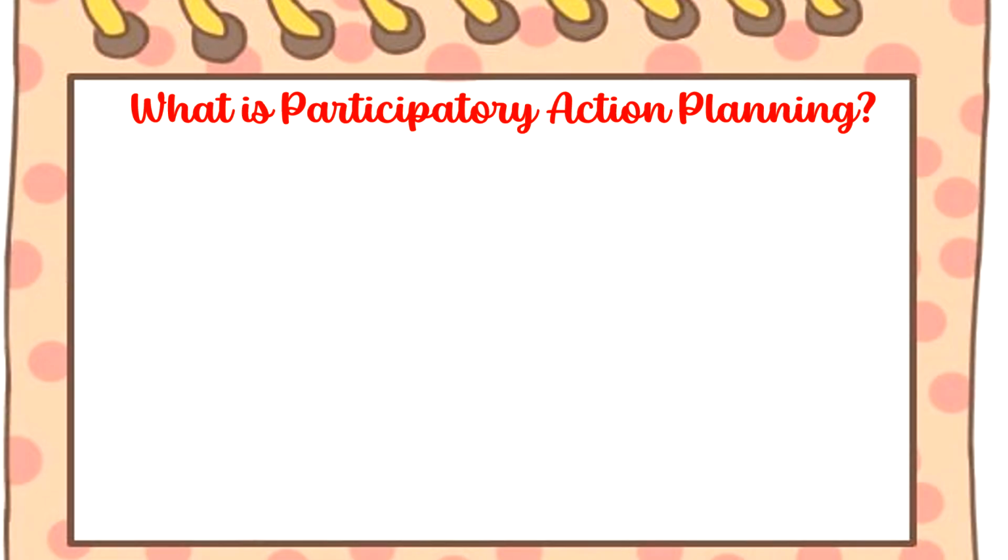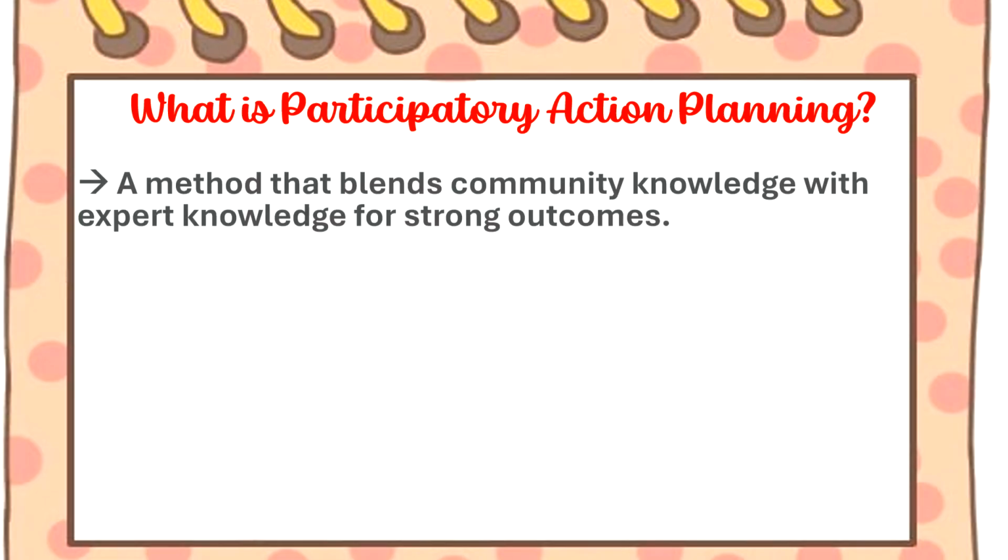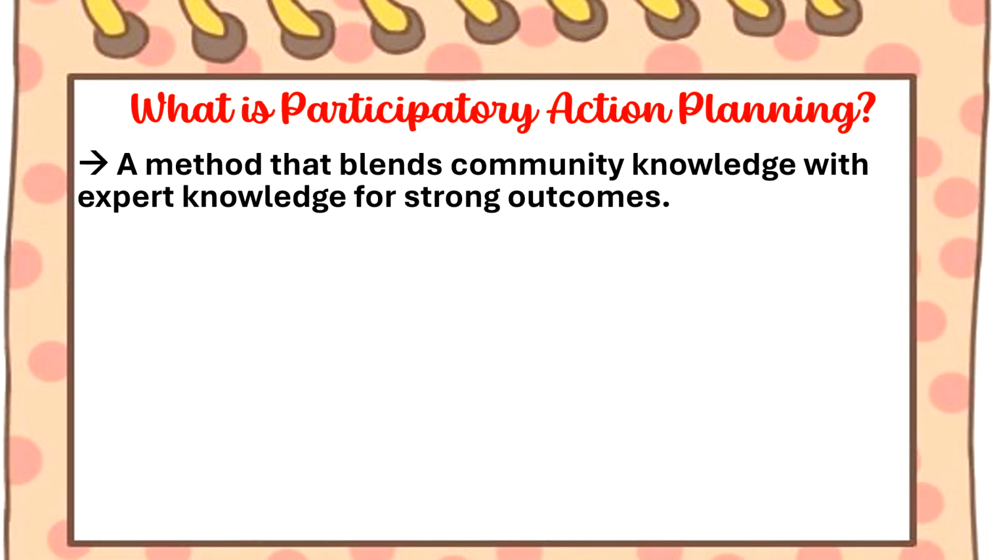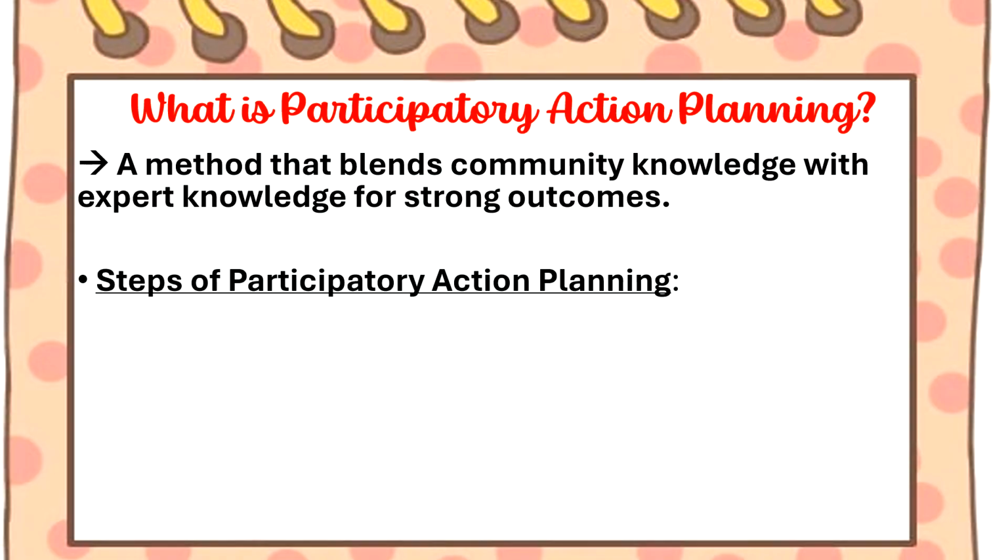What is participatory action planning? It is a method that blends community knowledge with expert knowledge for strong outcomes, where the community and experts work together to solve problems. It combines local experiences with expert advice, making solutions more effective and realistic. Here are the steps of participatory action planning.